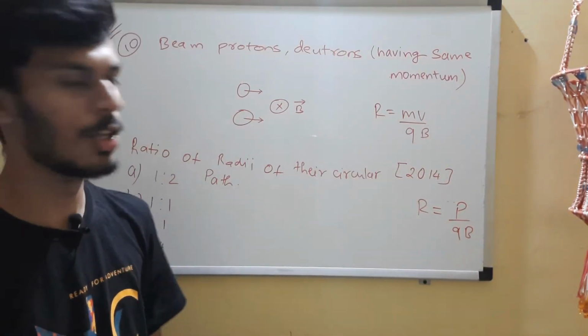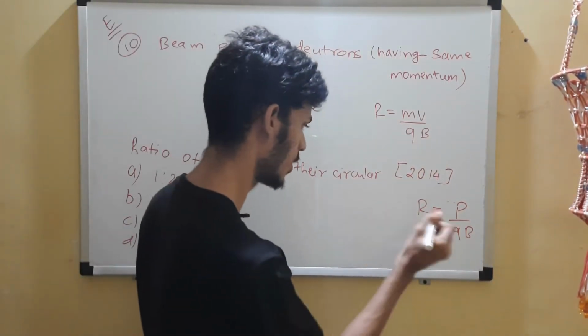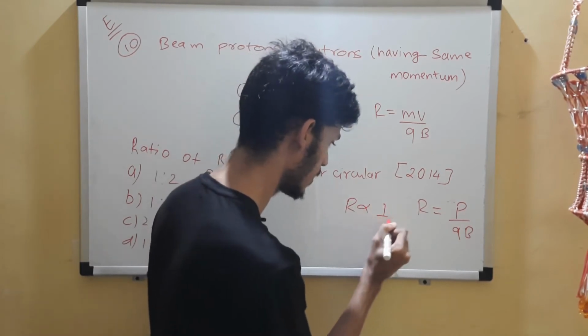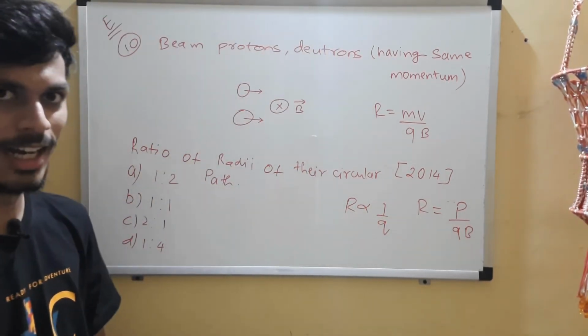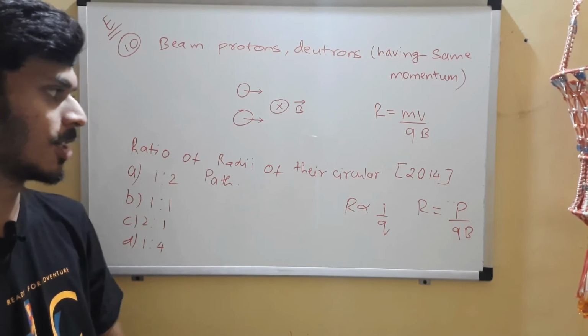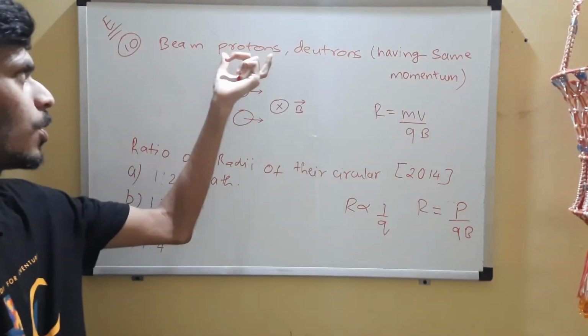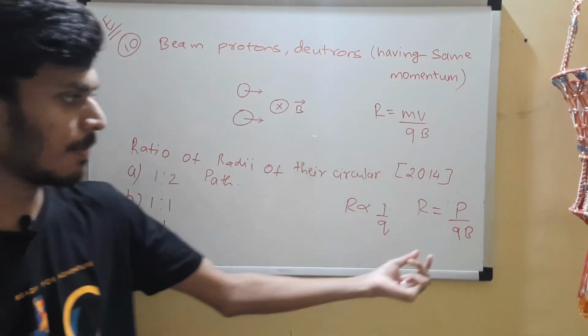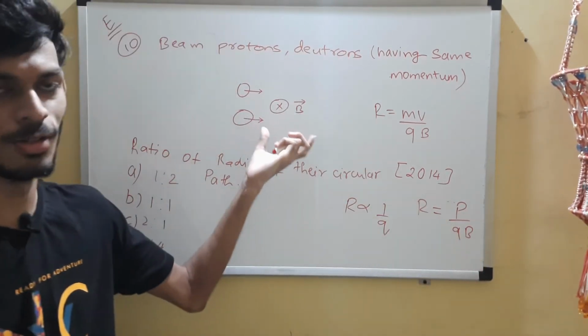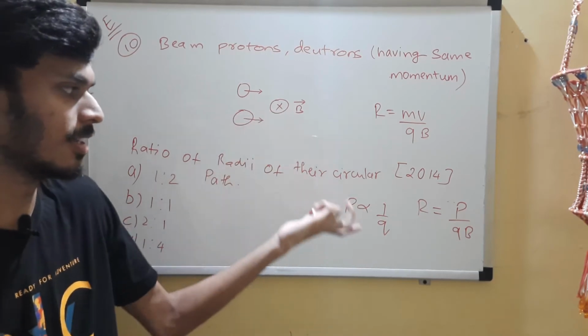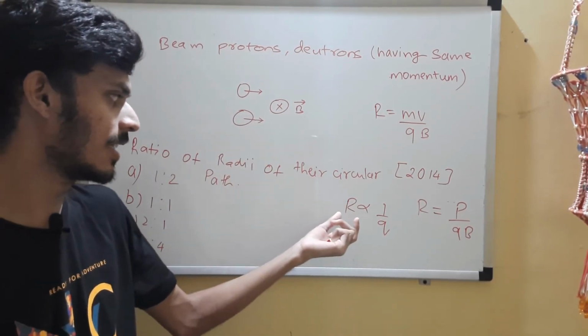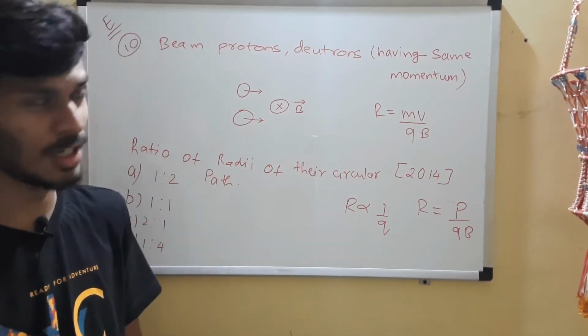Now you can see radius is inversely proportional to charge, right? Because in this case we have the same momentum, both protons and neutrons have the same momentum, and the magnetic field is also the same for both. They are fired in the same magnetic field. So you can directly see that radius is inversely proportional to charge.